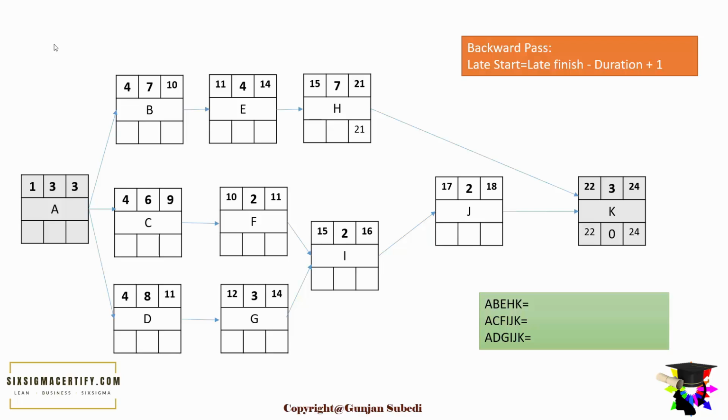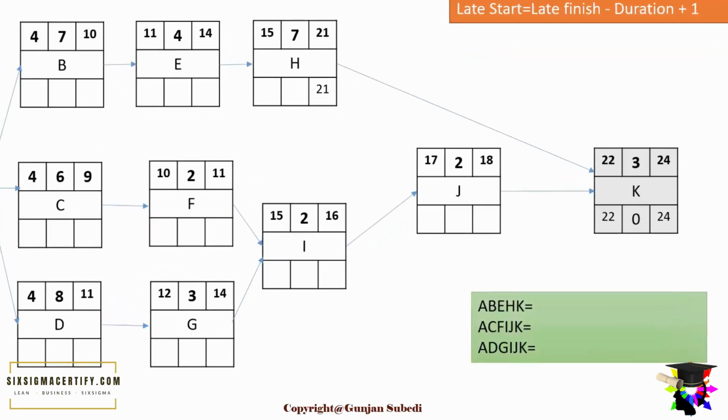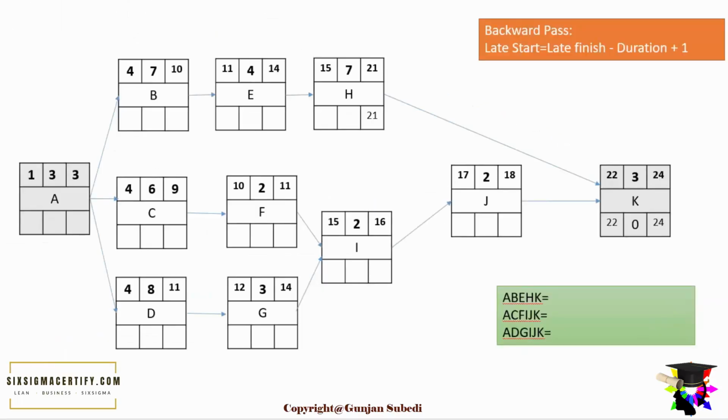In most cases of the critical path, the float is always 0. So here too, as A, B, E, H, K is a critical path, we got a float of 0. For the process H, as our late start for the process K was 22, our late finish for the process H will be 21 days. The duration being 7, 21 minus 7 plus 1 gives us the late start of process step H as 15 days. So the float here too is 0.